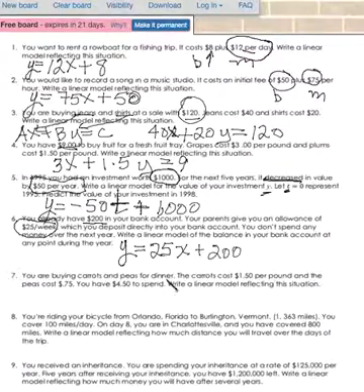You're buying carrots and peas for dinner. The carrots cost $1.50 per pound and the peas cost 75 cents. You have $4.50 to spend. Write a linear model reflecting this situation. All right, I want you to press pause and see if you can do this on your own.